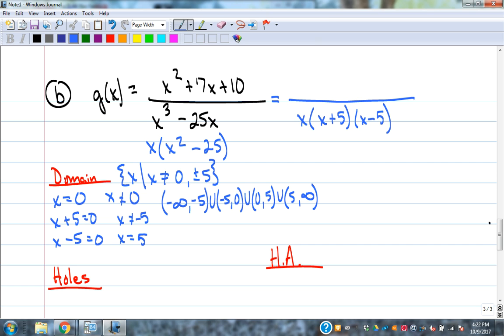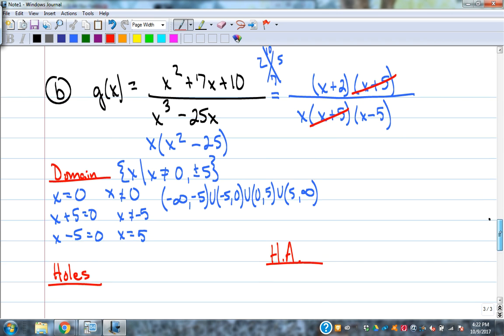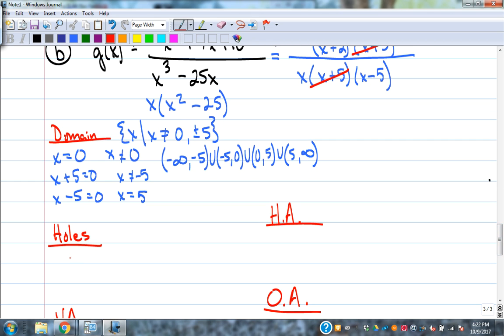All right, let's factor the numerator if possible. So it's a trinomial. I'm thinking what multiplies to be 10 and adds to be 7. Yeah, x plus 2 and x plus 5. All right. And now, what cancels? An x plus 5 cancels an x plus 5. Okay. So that creates a hole. So there's a hole here at x equals negative 5, right?